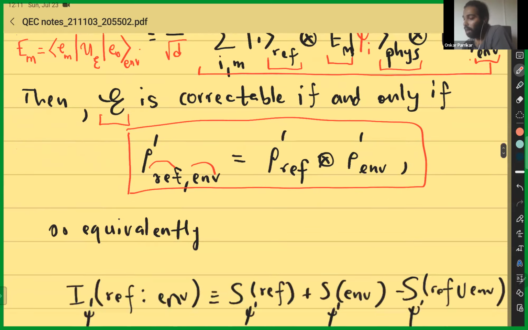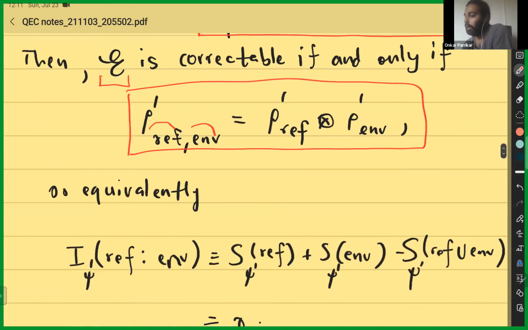Okay, you ask, what is the reduced density matrix between the reference and the environment factors? And the claim is that the error is correctable if and only if this reduced density matrix factorizes. In other words, the reference system, which was maximally entangled with the code subspace, is completely decorrelated from the environment after the action of the errors. In physical terms, the environment that corresponds to the error gets no information about this reference system. It's completely decorrelated.